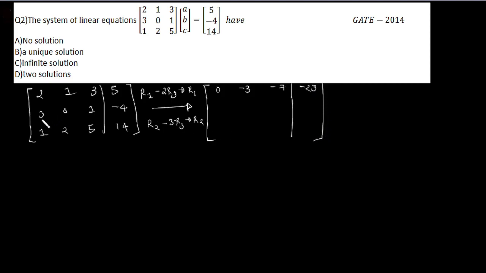Now in the second row we have 3, and we have minus 3 from the third row, so here we again get 0. Now here we have minus 6 because we multiplied the third row by minus 3 and added it to the second row. And here what we get is minus 14.